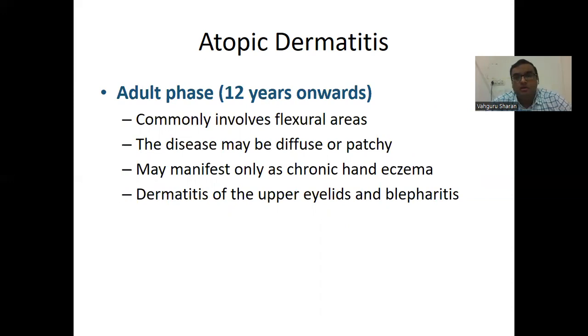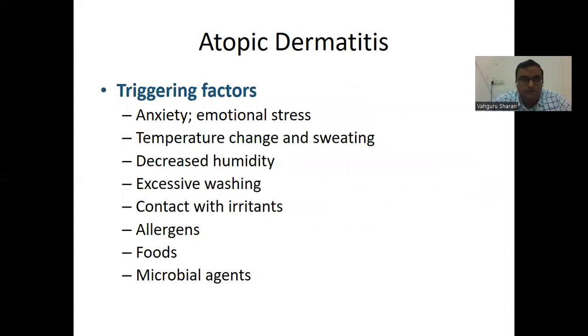It commonly involves the flexure areas. Disease may be diffuse or patchy. It may manifest only as chronic hand eczema. Dermatitis of the upper eyelids and blepharitis can also be seen, but in the adult phase.